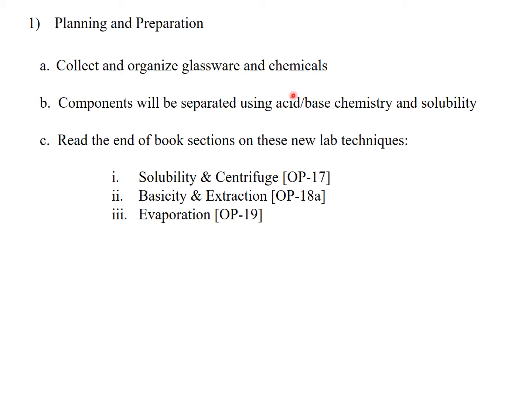First thing we're going to do is collect and organize our glassware and chemicals, which you'll see on the video. Then we're going to separate those 3 components by using some acid-base chemistry and looking at some solubilities. Make sure you read the end of the book sections on these new lab techniques: solubility and centrifuging, basicity and extraction, and evaporation.